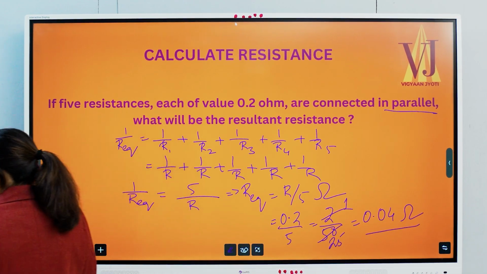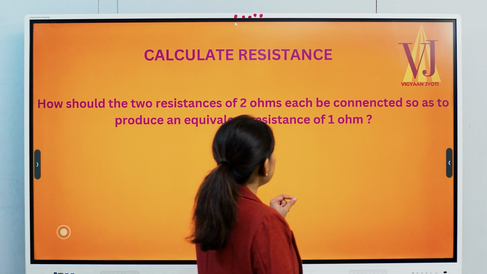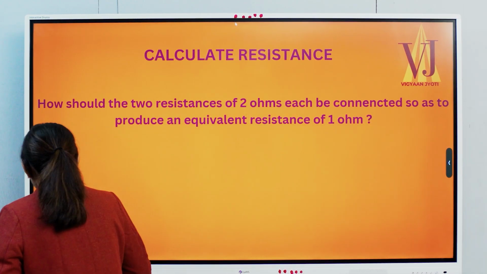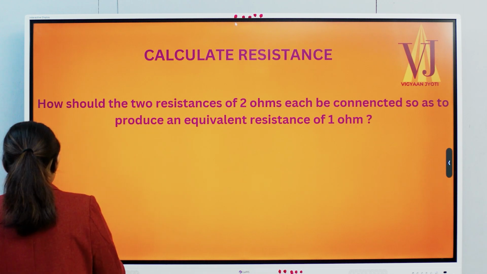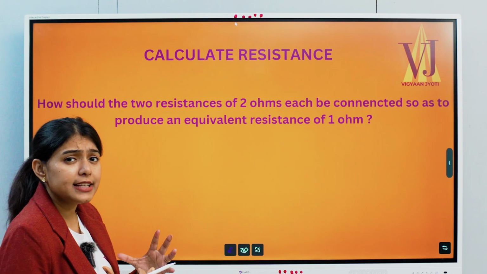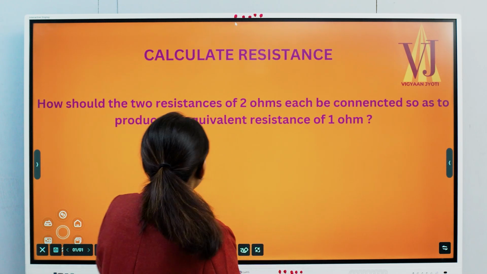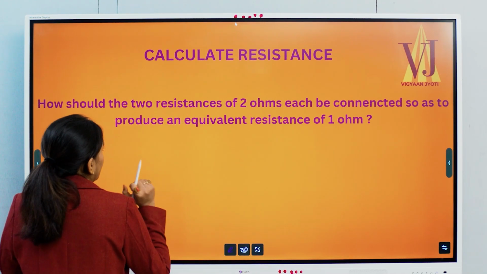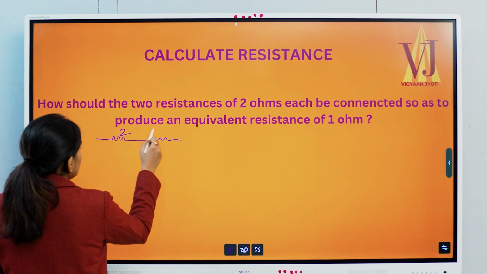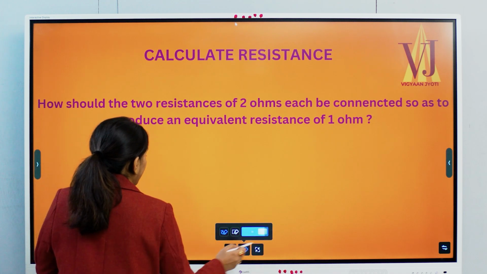Okay. Next question. How should the two resistances of 2 ohms each be connected so as to produce an equivalent resistance of 1 ohm? Whenever we see that my overall resistance is going to be less, we get a sense that yes, this can be parallel. Okay. So we'll check that. To get 1 ohm, if I do it like this, 2 and 2 will become 4. So it's better we connect it in parallel. Fine.